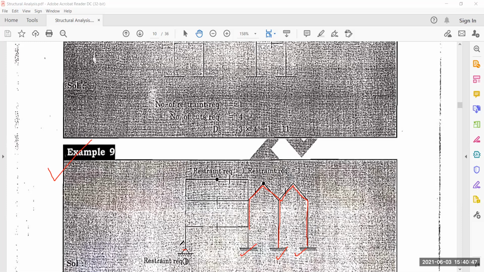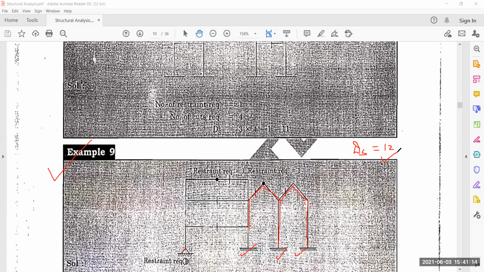Okay, someone getting the answer as DS is equal to 13. Someone saying DS is equal to 12. Sir, 12 will be the right answer. DS will be 12. Everyone says 12.